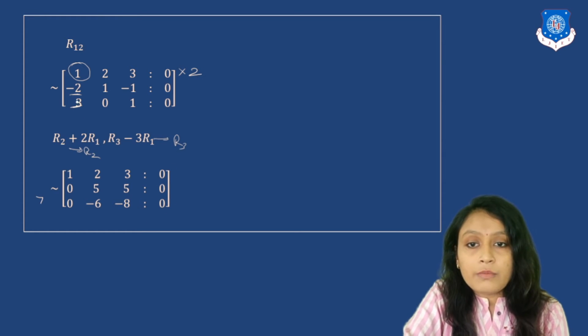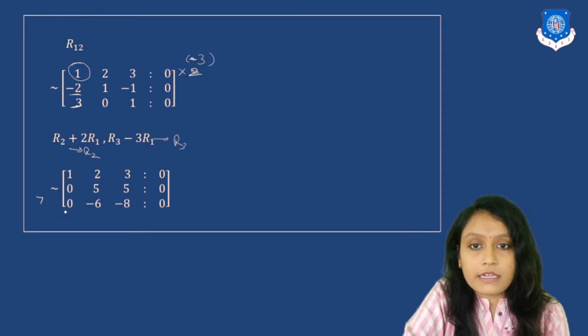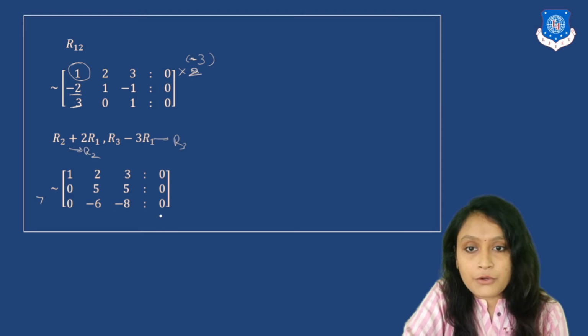Okay, now to make this term 0, what will we do? We will multiply it by minus 3, right? And we will add it to the third row. So you will get minus 3 plus 3, that is 0. Then minus 6 plus 0, so minus 6. And minus 9 plus 1, so you will get minus 8, and here 0.